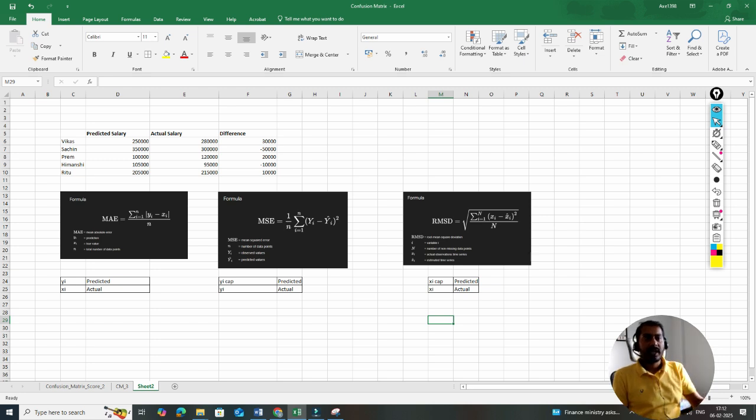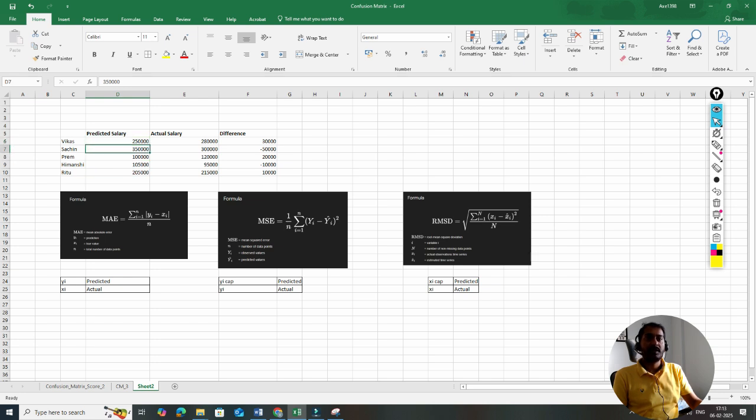Here I have taken one example. There are 5 employees whose names are Vikas, Sachin, Prem, Himanshi and Ritu. These are the employees who are going to join XYG Corporations. We have given all the details about these employees, and we have taken some decisions from the machine learning model, and the machine learning model has predicted the salary for Vikas, Sachin, Prem, Himanshi and Ritu.